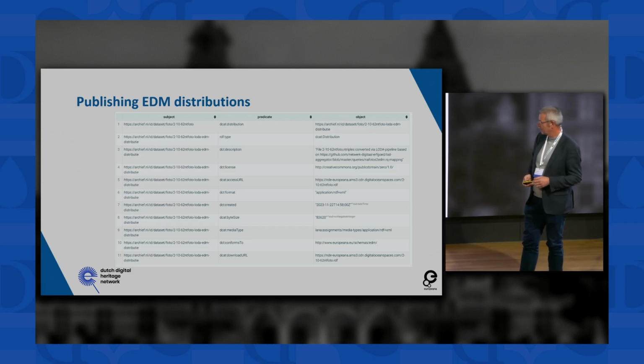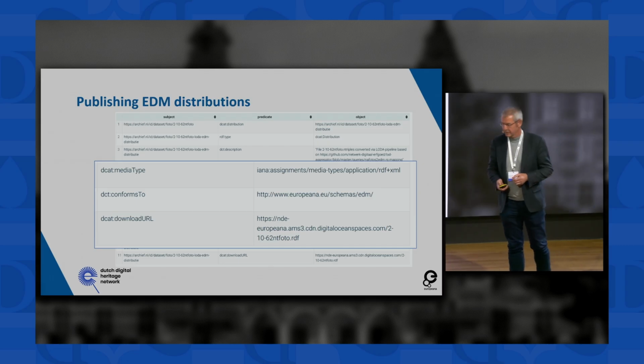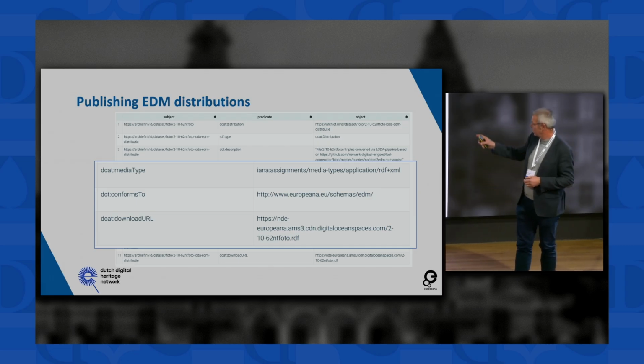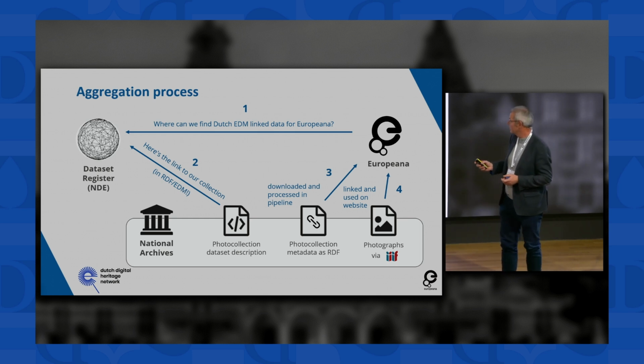Coming together on same ideas, I think. So this is available through our dataset register, and it's being typed as EDM. It conforms to the EDM standard. So what does the process look like in a practical sense?